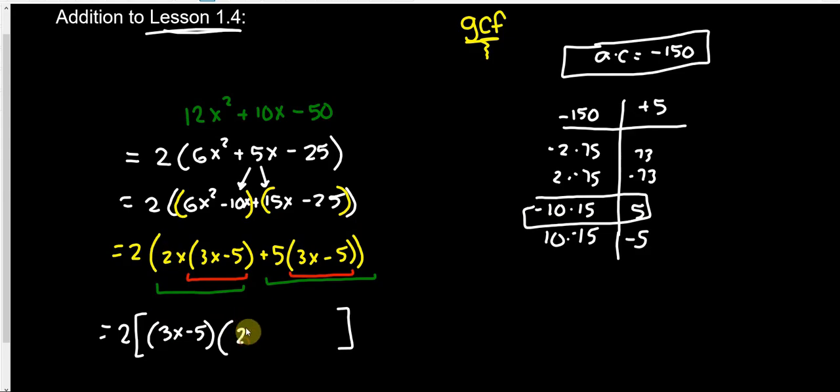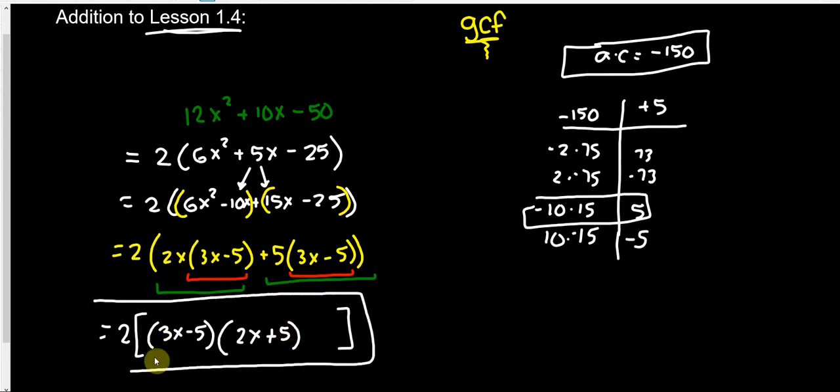2x. Okay. I have pulled it away from the second term. When I pull or yank away 3x minus 5, what are you left with? Plus 5. All right, and so we have factored it. There's our answer. So the whole point of this little addition to lesson 1.4 was just that sometimes before you jump into factor by grouping, you need to look for a greatest common factor.